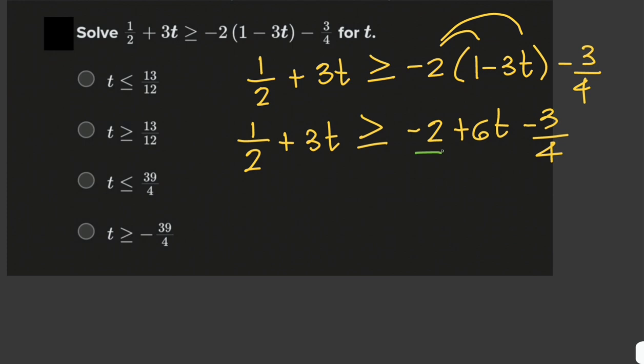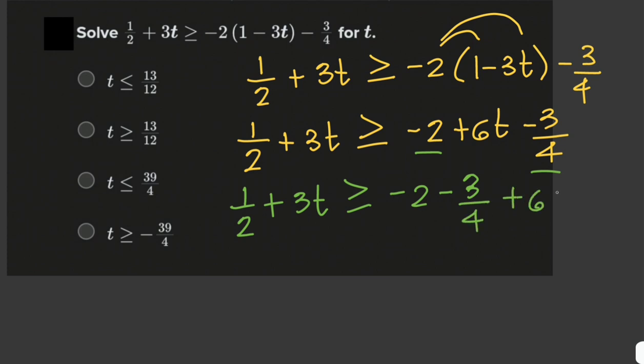All right, we combine negative 2 and negative 3/4. So that would be negative 2 plus negative 3/4. So we just copy the expression on the left, 1/2 plus 3t greater than or equal to negative 2 plus negative 3/4, or just simply negative 2 minus 3/4 plus 6t. So make sure you know how to add and subtract a whole number and a fraction.